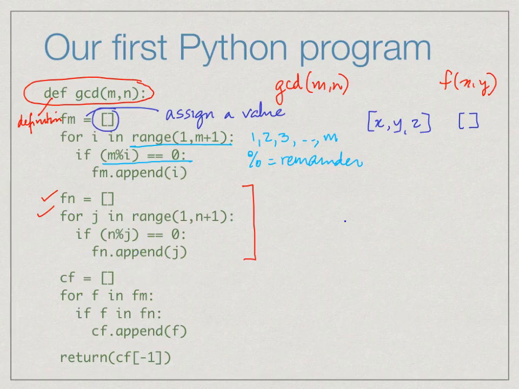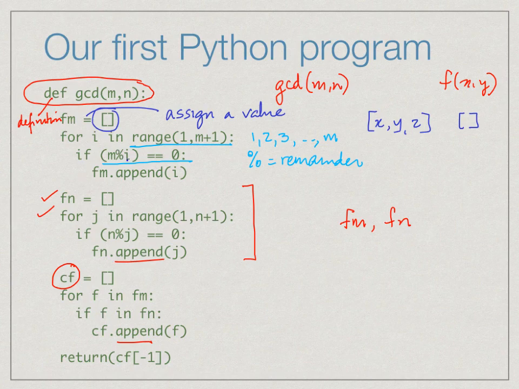And now at this point, we have two lists, fm and fn. And now we want to compute the list of common factors. So we use cf to denote the list of common factors. Initially, there are no common factors. Now, for every factor in the first list, if the factor appears in the second list, then we append it to cf. So the same function append is being used throughout. It says take a list and add a value. Which value? We add the value that we are looking at now, provided it satisfies the condition.